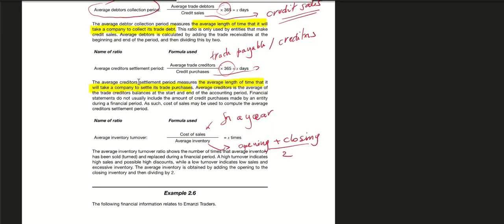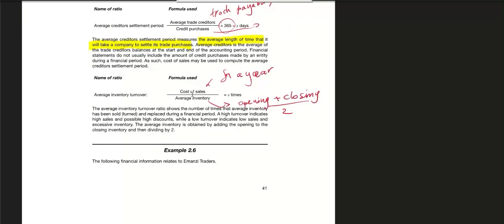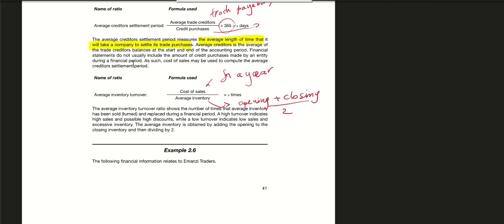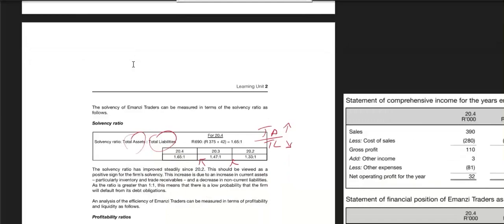That will not be the case when we talk about the average creditor's settlement period. It will be interesting to see the credit purchases, and that's what they give you in this example. They say only 60% of this cost of sales was actually purchases that we made, and only 75% of that 60%. So you need to multiply 75% times 60% times the cost of sales in order for you to get the average trade creditors. So very important not to neglect.